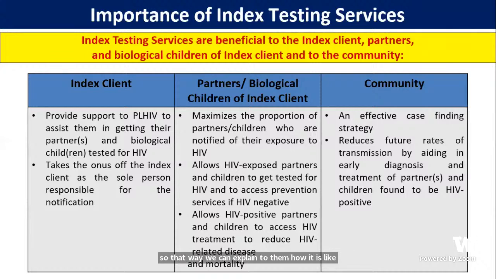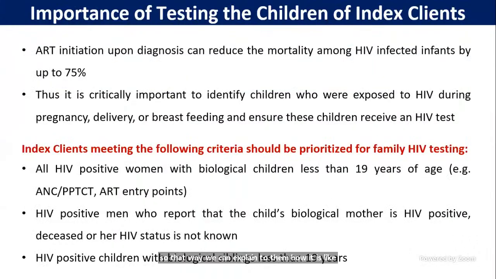Next slide, please. For children, you can use some stats. In HIV infected infants, the mortality is very high, and if they are not diagnosed early and started on treatment, 75% of the infants actually die because of HIV if they are not diagnosed and treated. So it is critically important for children to get tested at the earliest and started on ART.